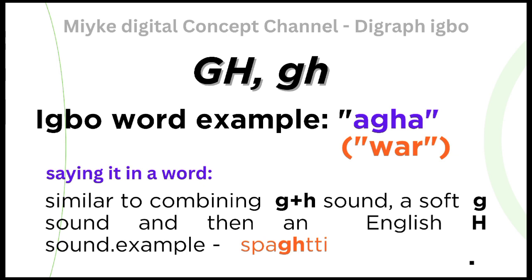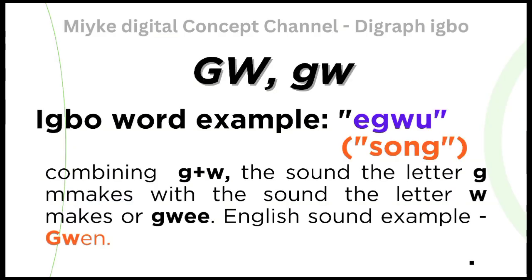We are going to the next one, which is gray. Gray. Saying the letter in a word means what in the Igbo language? Egu sang.